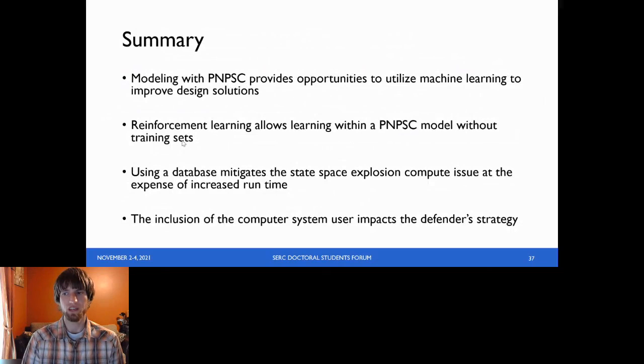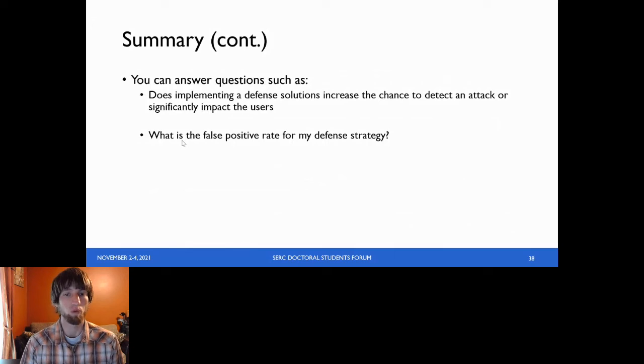So PMPSC nets can be used with reinforcement learning techniques. We were able to run the reinforcement learning techniques without data sets, and the inclusion of the computer system user impacts the defender strategies. With this technique, you can answer questions such as, does implementing defense solutions increase the chance of tit-for-tat, or does it significantly impact the computer system user? You can also start looking at analysis such as, what's my false positive rate for certain defense strategies, or what's the cost of implementing certain strategies.